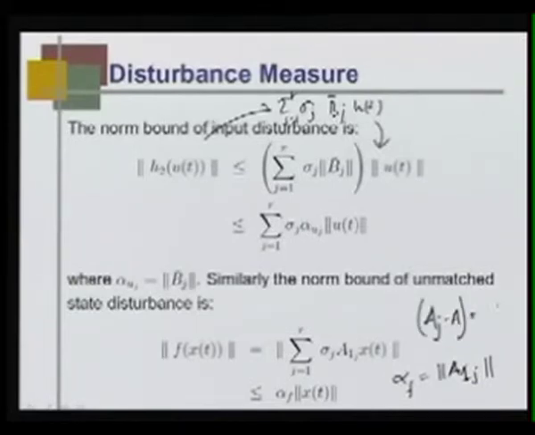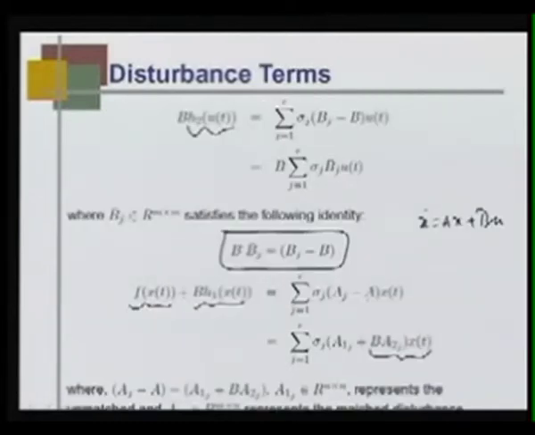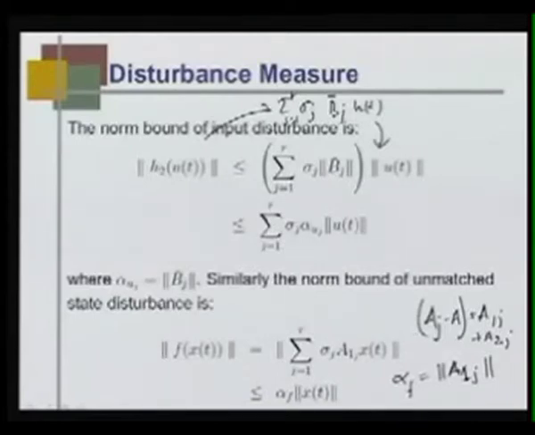This can be written as A1j plus B A2j, which is what we have shown earlier. So A j minus A is A1j plus B A2j. This A1j's induced norm is alpha f, meaning the maximum singular value of A1j.